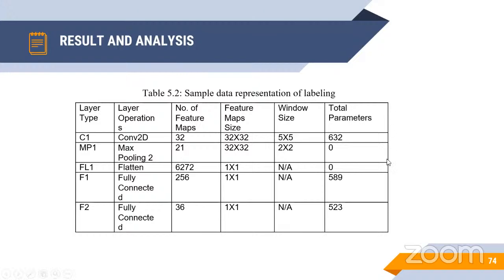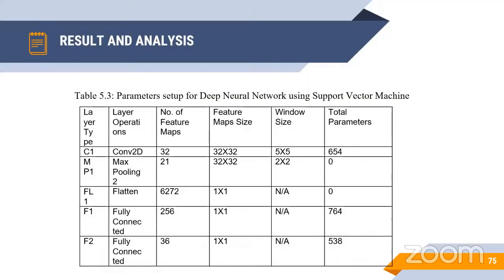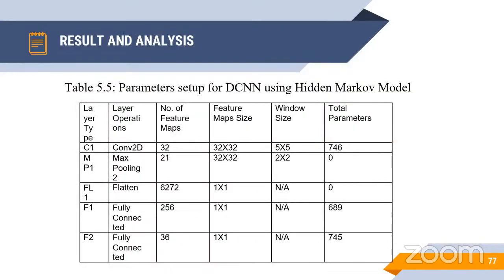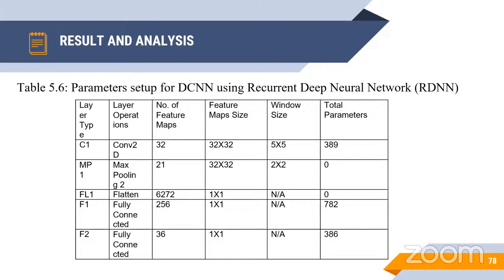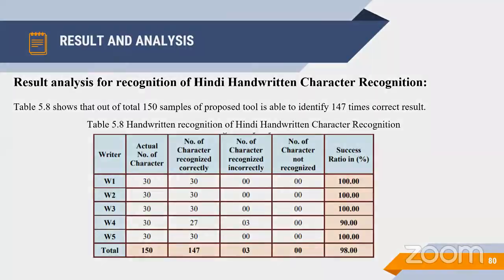The total parameters are 632, 589, and 523. The parameters set up for the deep neural network using support vector machine are 654, 764, and 538. The parameters set up for the multi-layer perceptron are 389, 782, and 386. For the hidden Markov model, 746, 689, and 745. With the recurrent deep neural network, the total parameters are 389, 782, and 386. For the backpropagation neural network, the parameters total 467, 562, and 486.